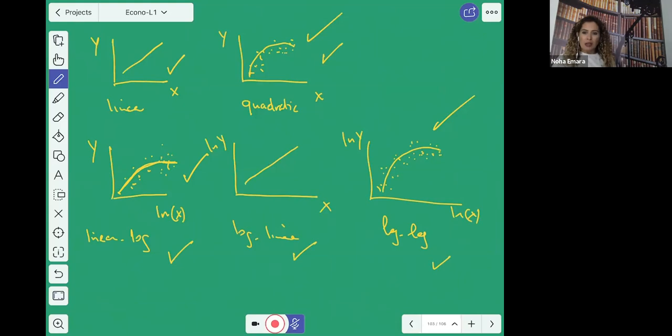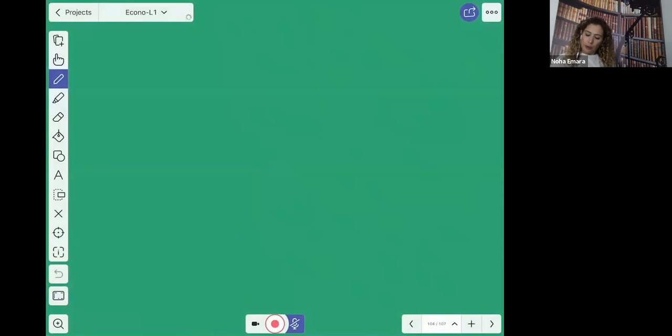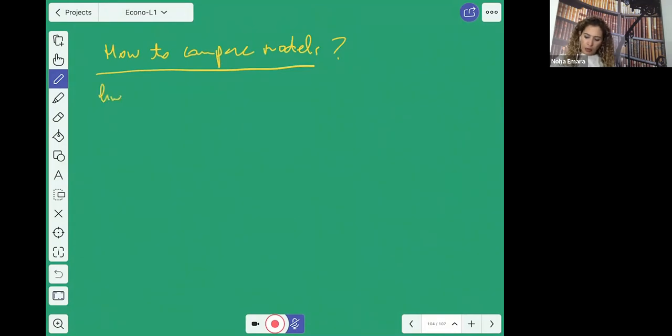So the best answer to that is the following. How to compare models? Which model is the best fit for our regression? I have so many different types. We said I have linear, linear log, log linear, log-log. And I can keep adding quadratic, to the power 3, to the power 4, and I can add interactions after recovery.